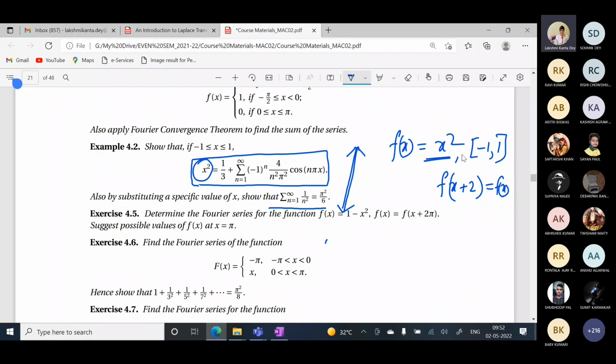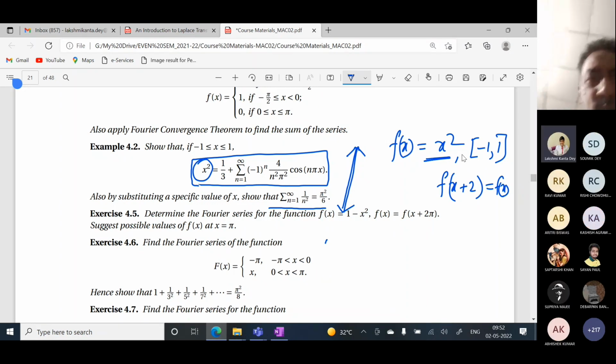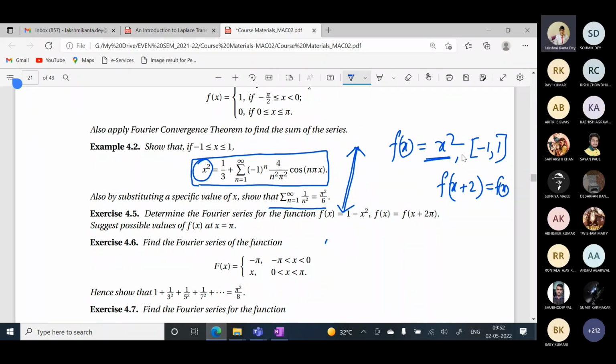So we can say that the Fourier series of f(x) equal to x square will exist, and it is also convergent at all the points, because the function does not have a single point of discontinuity inside the domain of definition. Regarding the Fourier convergence theorem, there is no issue, because the series will converge for all points in the domain of definition.